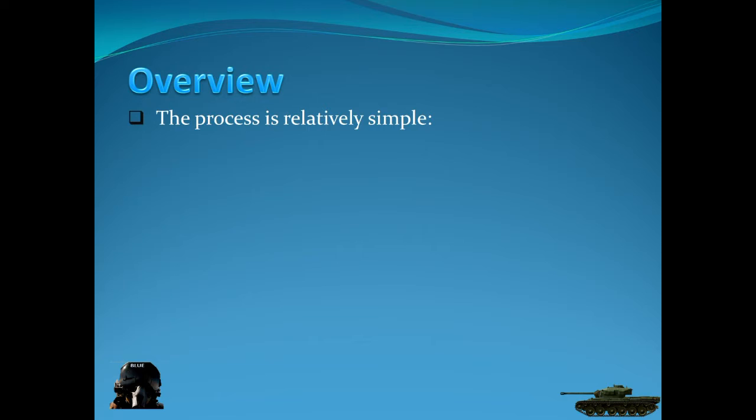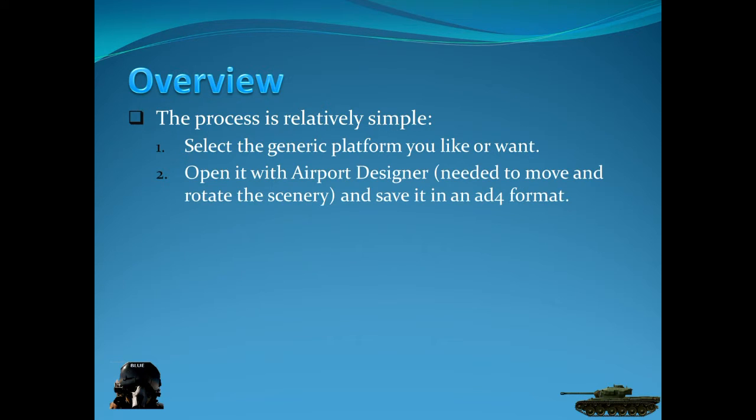Overview. So the process is simple. We're going to do some specific steps. First one is select the generic platform you want, and we can do that using the document because we have pictures of them in the document. Open Airport Designer. So we'll open the Airport Designer, we'll open the scenery that we like, and then we'll save it in the AD4 format.